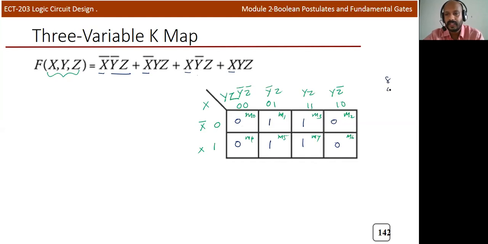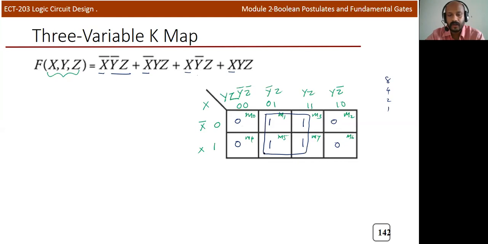So you will try for 8, 4, 2, 1. Eight ones you cannot, only 4 ones are there. So we'll try for a group of 4. We can group these 4 ones as a single group.